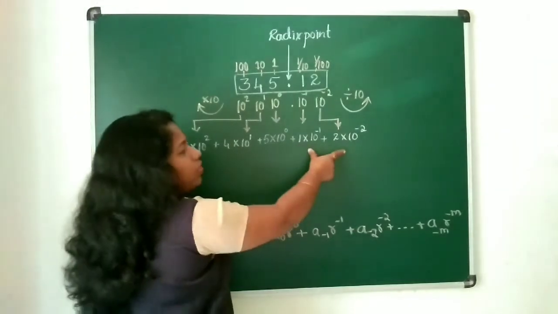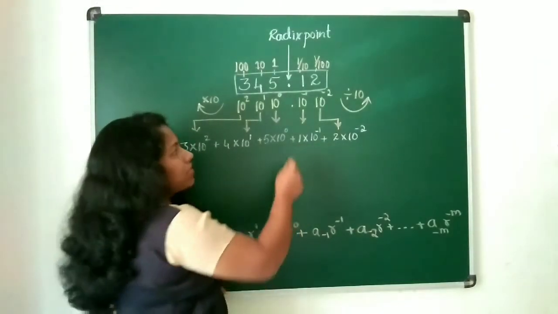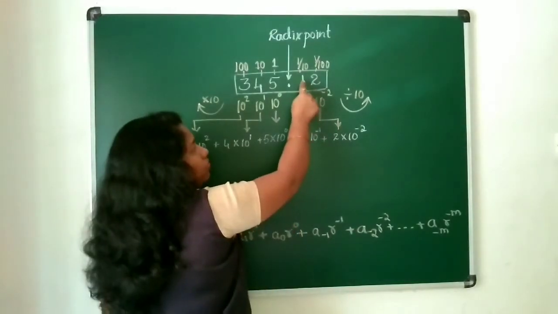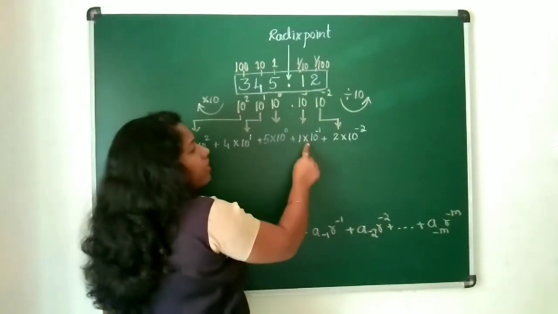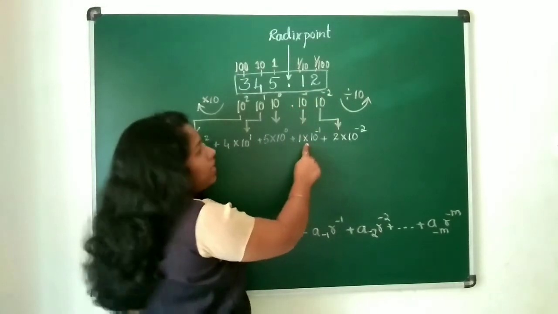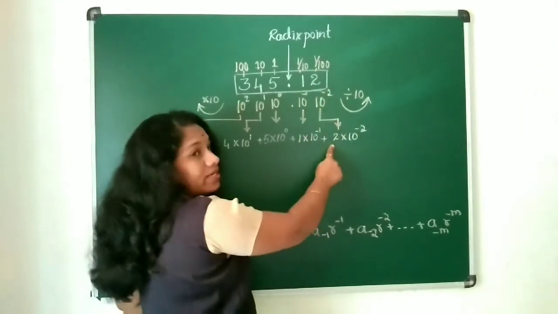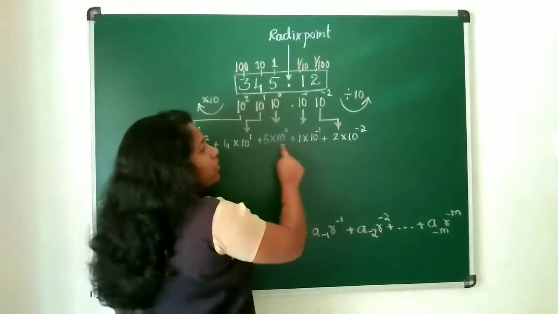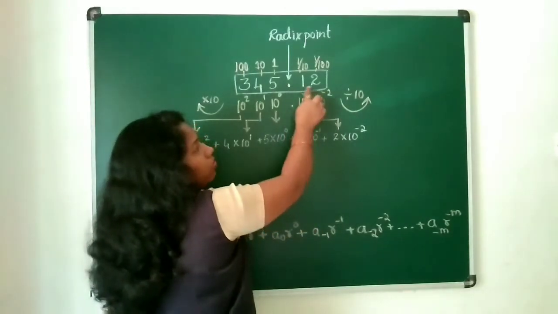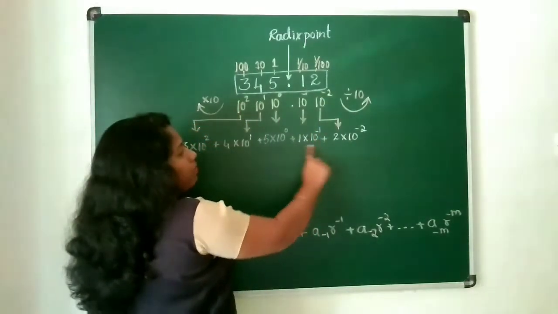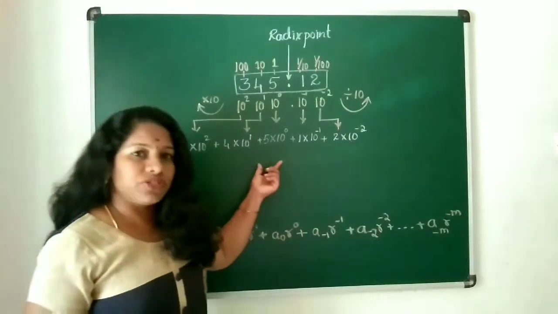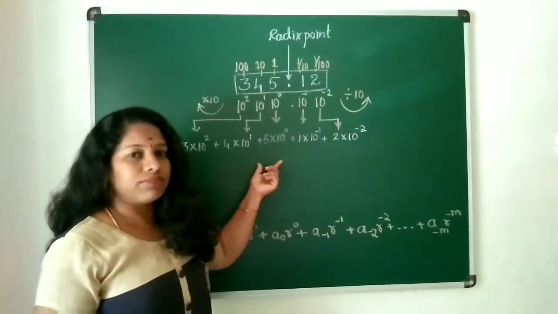Similarly, you can do it for the fractional part. In the fractional part, this position, that is the 1 by 10th position, 1 divided by 10 is nothing but 0.1, and then here 2 divided by 100 is nothing but 0.02. So when you add these two, you will get 0.12. So you can represent it by taking the position value of that number system with the coefficient.